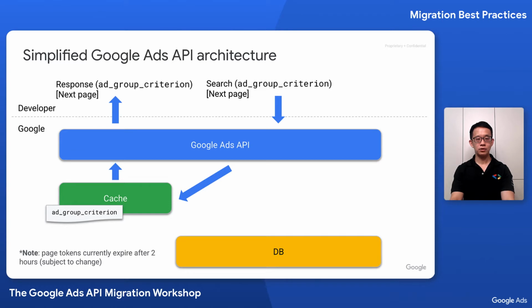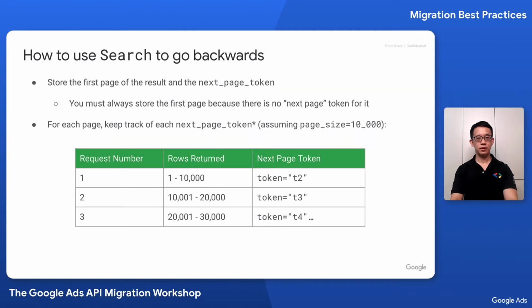However, note that the page tokens will live only for 2 hours, so don't take too long to get all your data. Having said that, if a page is requested, the timer gets reset. Let's see how we can use the search method to go backward. As I mentioned before, our client libraries handle the pagination automatically for you, but only for going forward. If you want to go backwards, you need to do the following. First, you need to store the data of the first page, because we don't have the next page token to refer to. For the subsequent pages, you need to keep track of all the next page tokens.